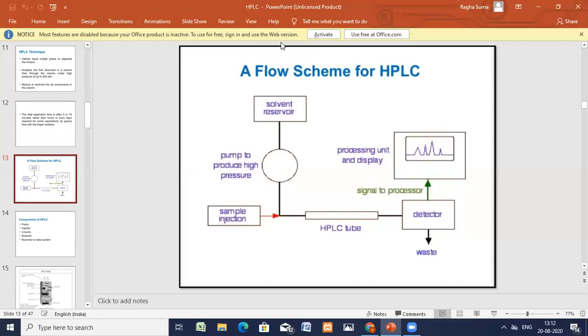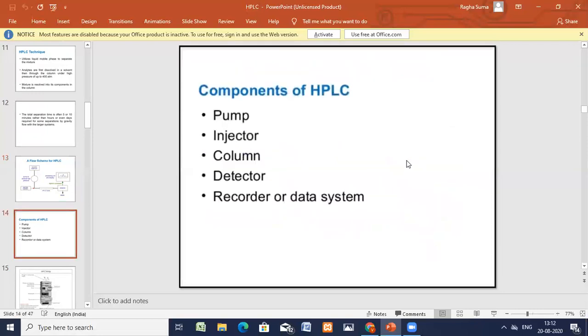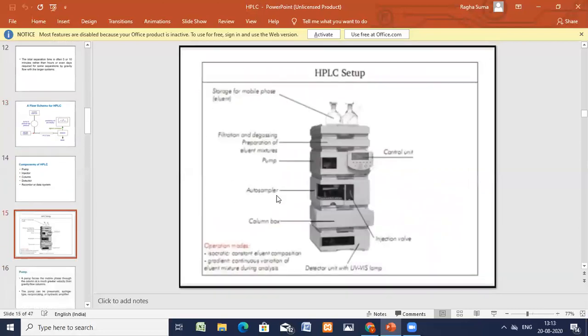Instrumentation is most important. Now in this, first we'll see about the pump, then the sample injector, which type of injectors we'll be using, and what is the column, what is the detector, and what are the recorders we are using here. The functions we'll see: pump, injector, column, detector, recorder, or the data system.